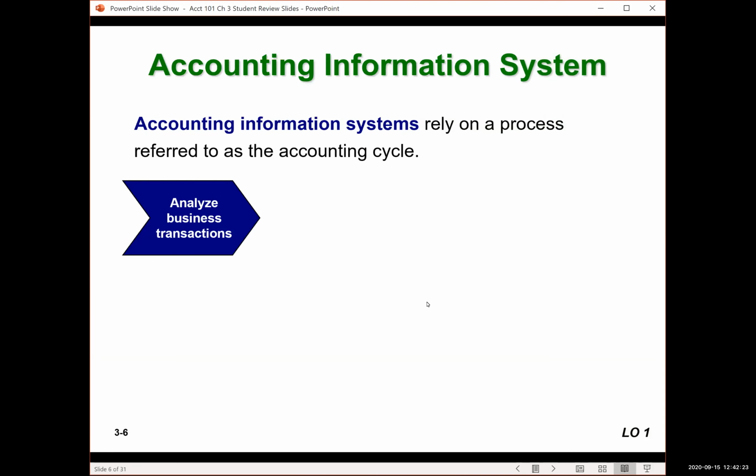And we analyze business transactions utilizing the basic accounting equation, which is assets equals your liabilities plus equity. The next step of our accounting cycle is to journalize those transactions. And in each journal entry, we want to include the date of the transaction, the accounts that are being impacted, and whether the impact is a debit or a credit to each account.